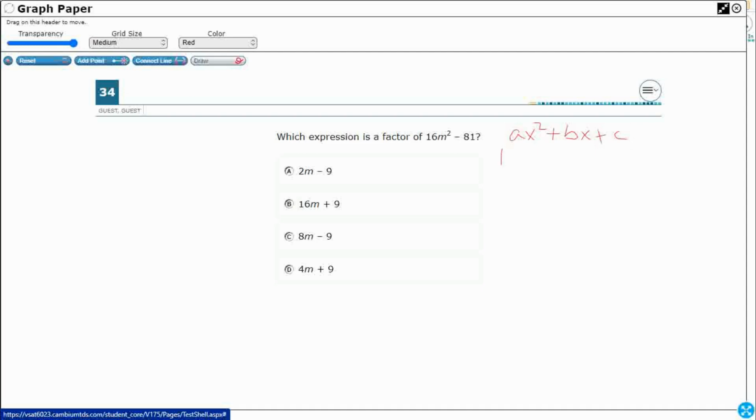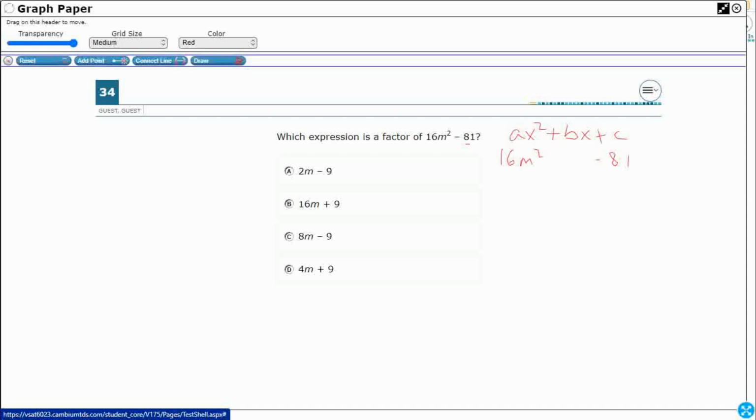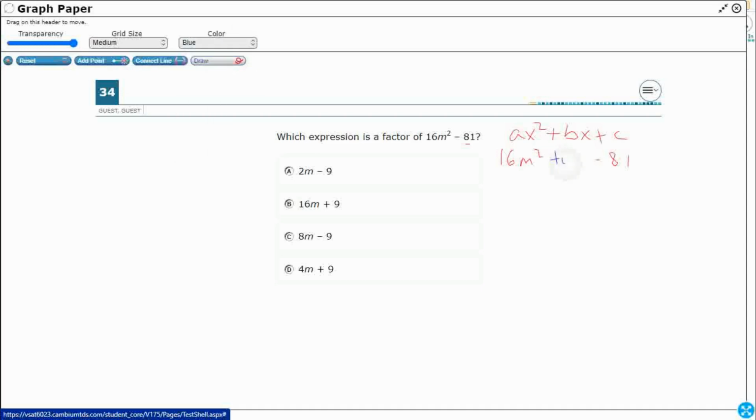So let's just map this on top of here. I've got my 16. It's going to use m rather than x. That goes there. But then I've got just a minus 81, so I'm going to put that over here as my constant. I don't have anything right here. So what I can do is substitute in a plus 0x, just to fill in the blank there. And now I've got my a term. I've got my b term, just 0, because that's what's going to cancel that out. Then my c term is negative 81.